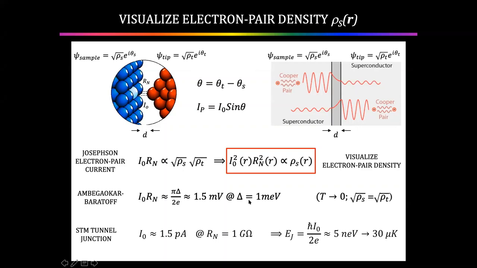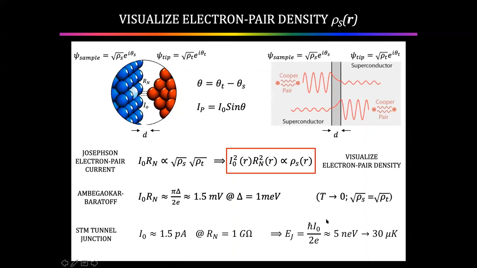So ICRN would be 1.5 millivolts. Now, typically the junction resistance for an STM is a gigaohm. So if I divide down by a gigaohm, I'll find a Josephson current of some picoamps. And if I calculate how much energy that represents, it's equivalent to about 30 microkelvin. So the reason why you can't buy a scanned Josephson microscope is that, to do what's shown on this slide here, you'd have to have a machine working at 30 microkelvin. Even today, that's impossible. But Mother Nature is generous, although you have to be clever to benefit from her generosity.